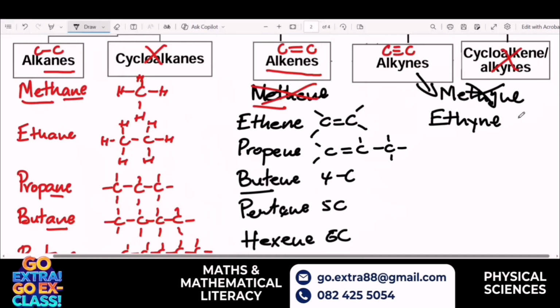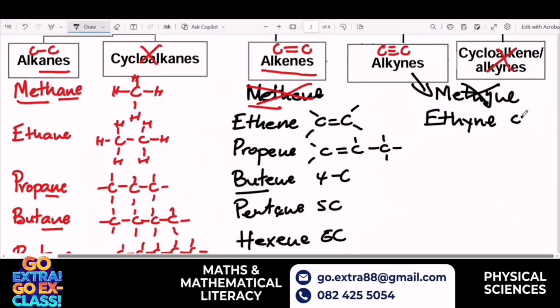How does this one look like? How many carbons do we have here? There are going to be 2 carbons, because eth means 2, and then there are 3 bonds, a triple bond there. So they're going to look like this around it. There are 3 bonds between them, and then this carbon is going to have 1 this side, and this one 1 on this side. But all in all, these carbons still have 4 covalent bonds.